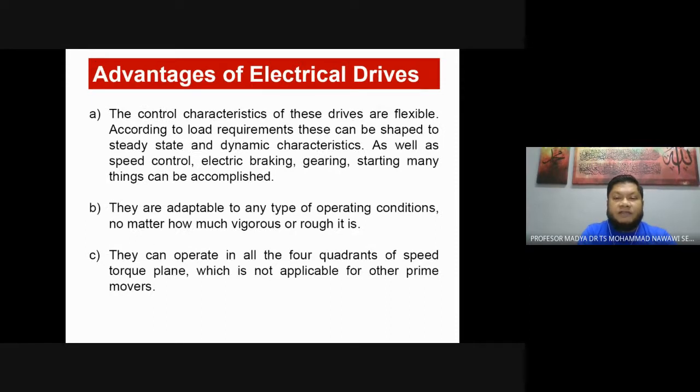So the advantages of electrical drives: the control characteristics of this drive are flexible. I think you can read that. When you read this, you must add your notes with whatever ebook that we shared with you. So now we have two ebooks, one from Austin and the other one is Sharkawi. So if you want to look into the converter, the basics of the electrical drive, you read the Sharkawi ebook. Let me show you here.